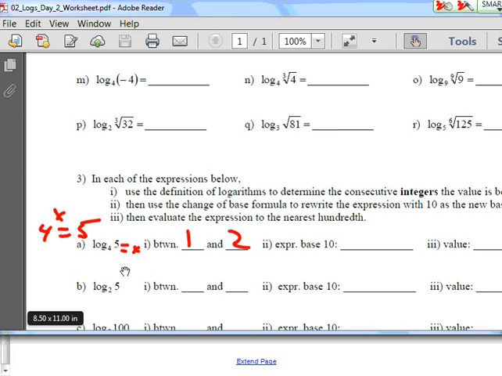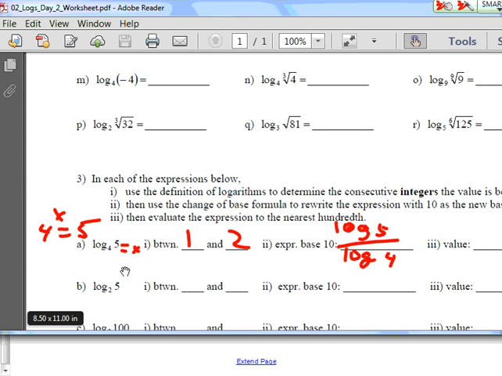And then it says EXPR, expression in base 10. Are you with me? You need to be with me. All right, expression in base 10. Rewrite this puppy as something you could put in the calculator. Log 5 over log 4. That's what I'm looking for.